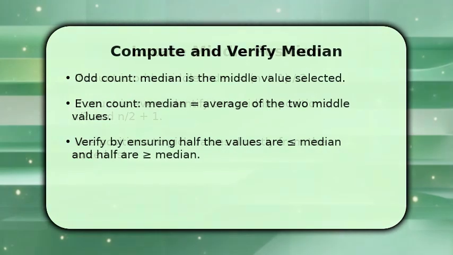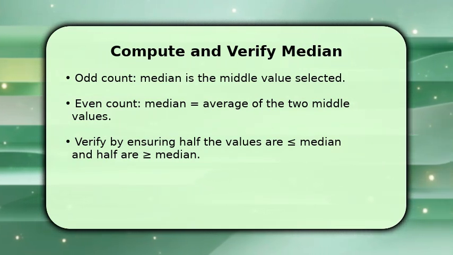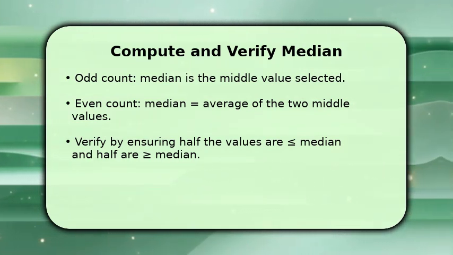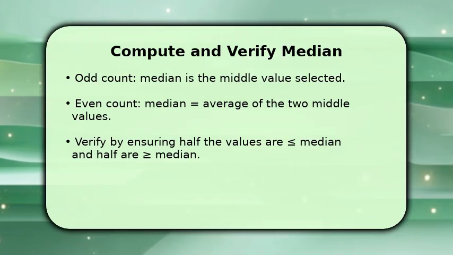Finish by computing the median. If you had an odd count, the median is simply the middle value you selected. That's it. If you had an even count, add the two middle values and divide by 2 to get the median. This yields a number that lies between them.